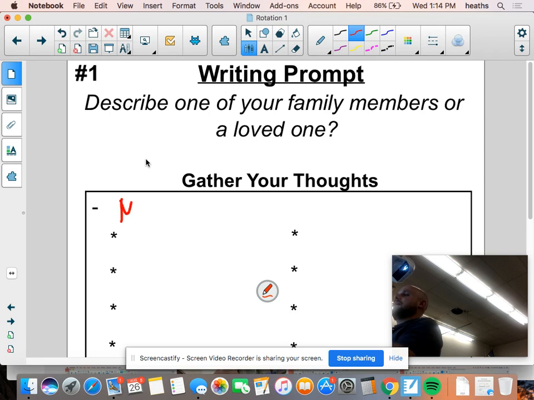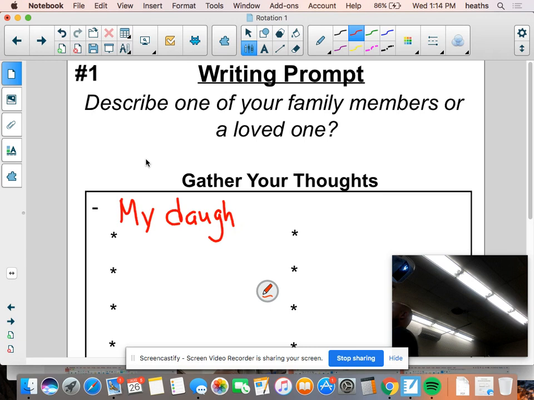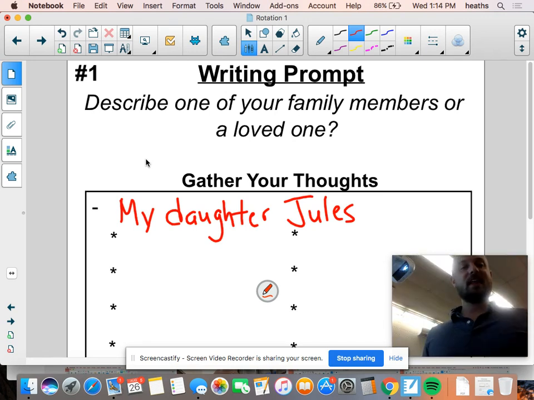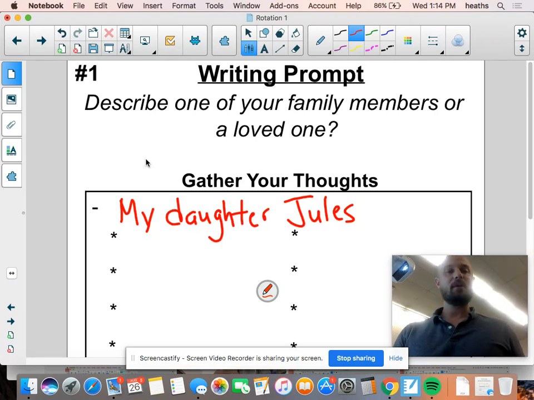So my daughter, Jules. Notice that's my first line, and that's written up top. And that's what I'm going to make my topic sentence about. Remember, your topic sentence is what the whole rest of your paragraph is going to be about. And because I'm just organizing my writing right now, I just wrote my daughter Jules. So that's who I'm going to be talking about in my paragraph.